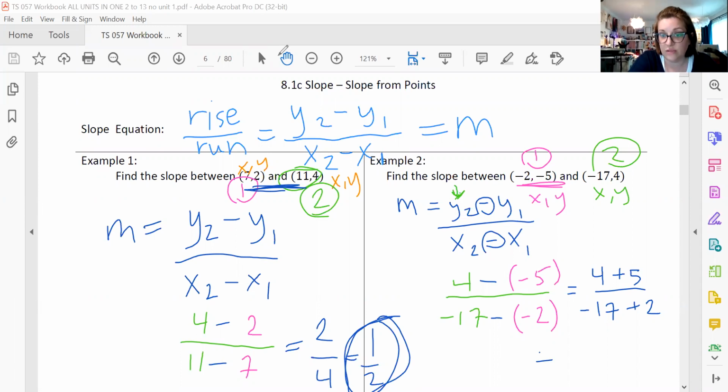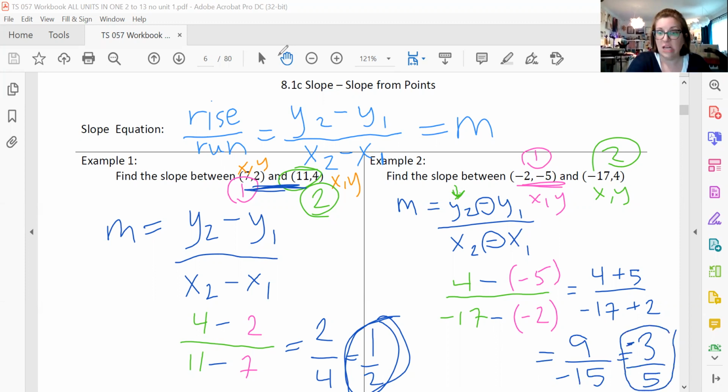And if I combine those, 4 plus 5 is 9. Negative 17 plus 2 is negative 15. So there's my slope, 9 over negative 15. Except my fraction brain says I can reduce that too. Those can both be reduced by 3. If I divide 9 by 3, I get 3. If I divide 15 by 3, I get 5. And then just remember that the negative stays with it. So this means that my slope for these 2 points, the line that's created between these 2 points, is negative 3 over 5.